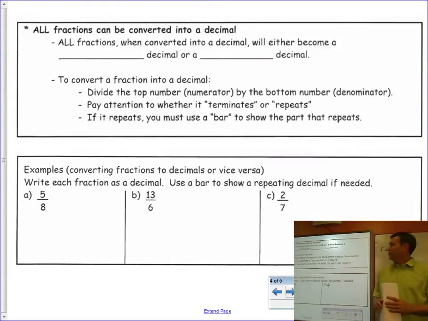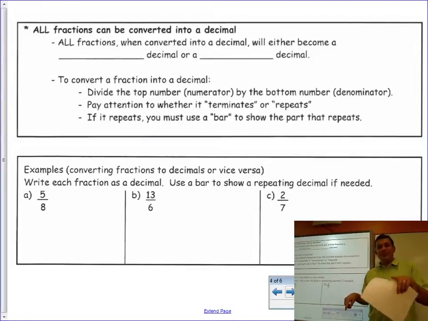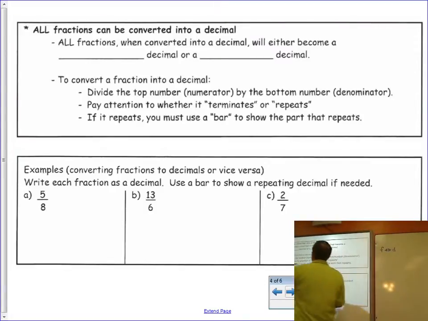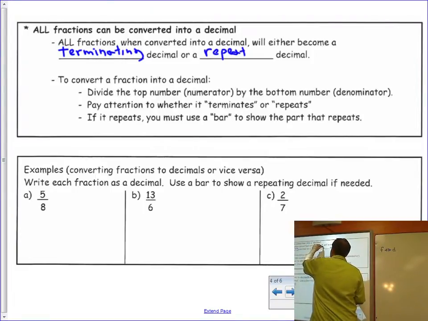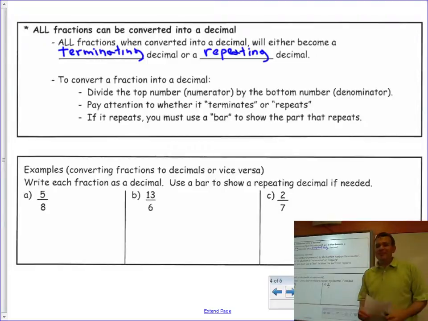All right, all fractions can be converted into decimals. Did you know that? Every fraction can be converted into a decimal. When they are converted into a decimal, they will be one of 2 types of decimals. They will either become a terminating decimal or a repeating decimal. Every fraction either becomes a terminating decimal or a repeating decimal. And every terminating or repeating decimal could be changed back into a fraction.